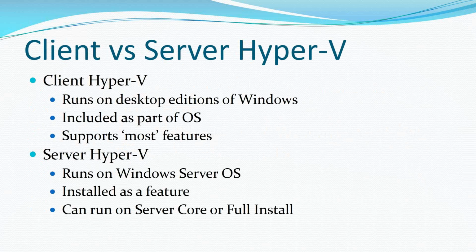So there's two types of Hyper-V. There's the client Hyper-V, which comes with the desktop edition, so your Windows 7s, your Windows 8s, 10s. It's included as part of the operating system. There's no extra downloads for it. And if you want to enable it, it's just through Control Panel, Programs and Features, and Windows Features. Install it, restart, you're good to go.